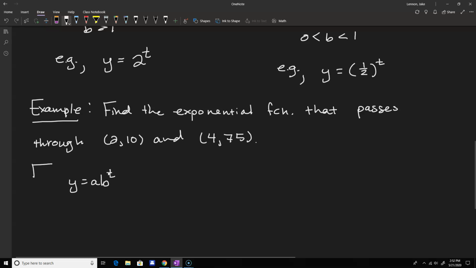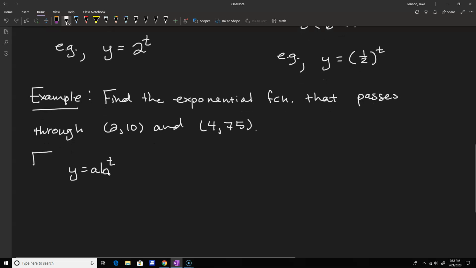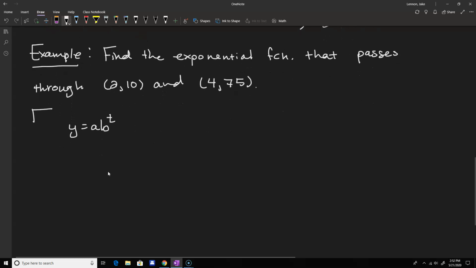It's y equals a times b to the t power. So we can plug both of those things in. I would ask you to take note of the 2 and the 4. With the method I'm going to show you, I would say you're less prone to make mistakes if you plug in the one with the larger input first. So 75 is going to replace y, and 4 is going to replace t. So I get 75 equals ab to the 4th, and over here I get 10 equals ab squared.